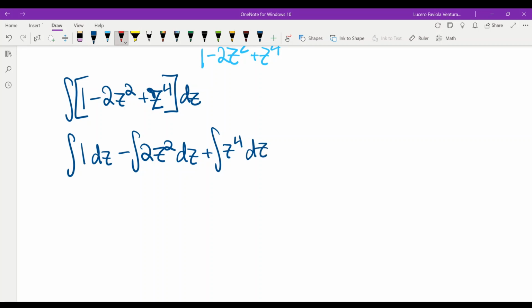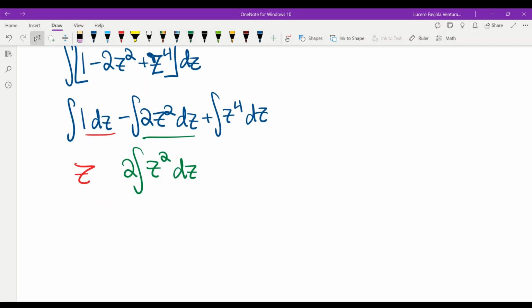And now from here, these are much easier functions to integrate on their own. So I'll start with the integral of 1 dz, which is simply z. And then in green, I'll do the integral of 2z squared dz. We bring out the constant, and we have the integral of z squared dz. And then I'll further integrate it.